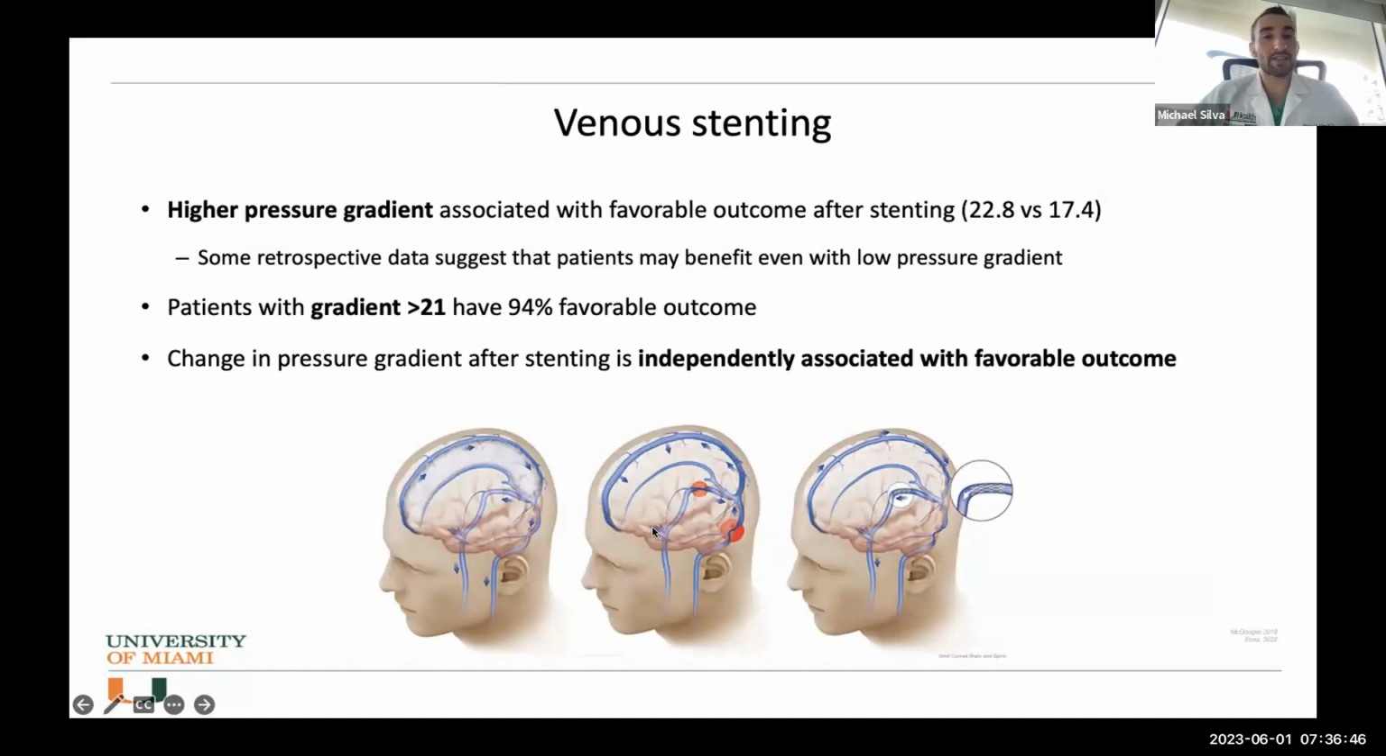Higher pressure gradients across the area of stenosis are associated with favorable outcome after stenting, and favorable outcome meaning improved or completely resolved vision. There's some new data out there suggesting that even with low pressure gradients, people may benefit, but at least in the practice here at Jackson, we select for patients who have a significant gradient across that stenosis. The numbers that are used around 2021 as a cutoff for patients who tend to do well from venous stenting. Again, this data is growing as we speak. And clearly change in pressure gradient is independently associated with favorable outcome after stenting.